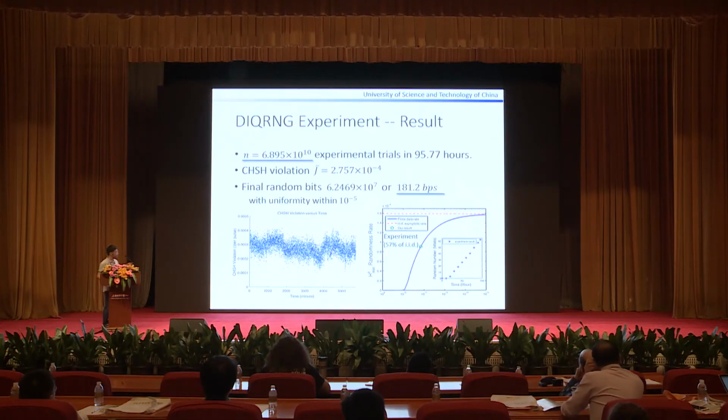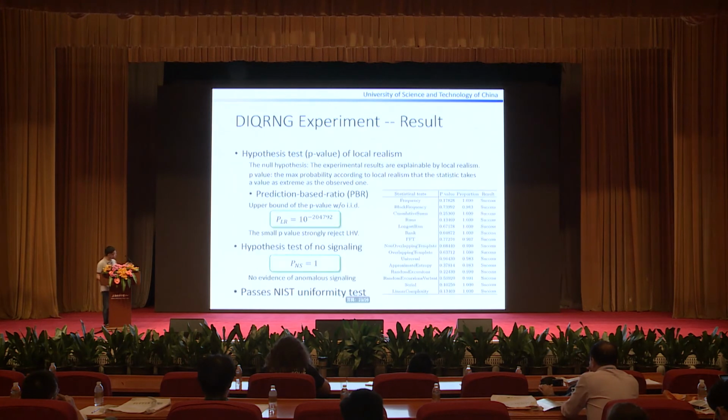We get about 62 megabits of random number finally, which is about 180 bits per second with a uniformity within 10 to the minus 5. Actually, the result is about 57% of the asymptotic case. And actually, we have got random numbers since about 10, maybe less than 20 hours. But we did it for 100 hours to perform the uniformity test. Our final random number passes all the uniformity tests. But of course, the randomness is coming from quantum mechanics, not from the uniformity test.